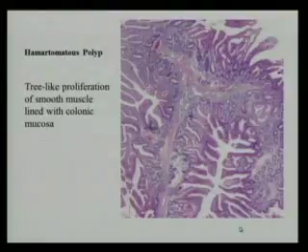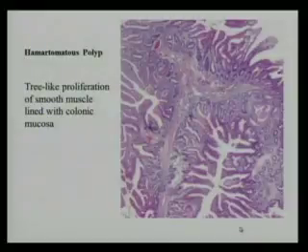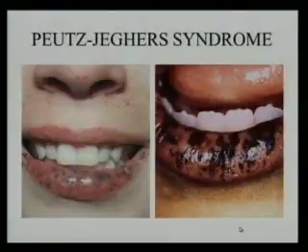That's how a hamartomatous polyp will look under the microscope. It will look like a tree of smooth muscle lined with colonic mucosa. Once we see this tree of smooth muscle, that's called a hamartomatous polyp. And that's the mucocutaneous pigmentation. It can be in the lips, in the buccal mucosa, in the hands, feet, and a lot of other areas in the skin.